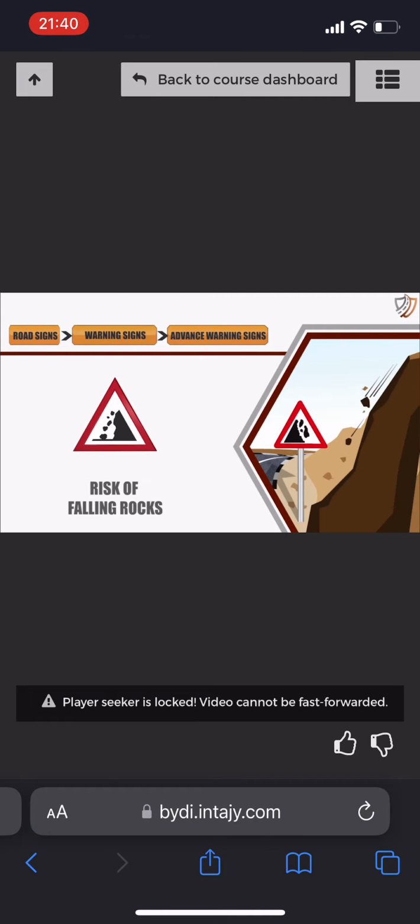Risk of falling rocks. The sign alerts the driver that there is a risk of falling objects, mainly rocks. It can be seen in hilly areas or construction sites. Motorists should maintain safe distance and be cautious while driving in such areas. They should also avoid parking nearby.